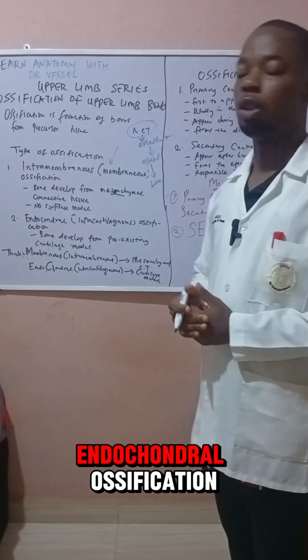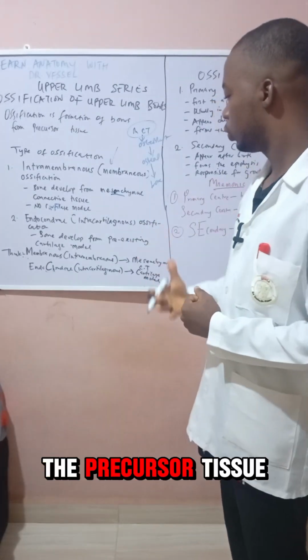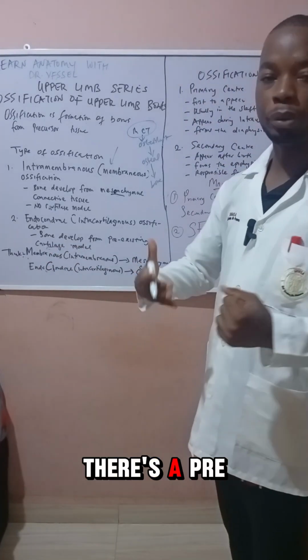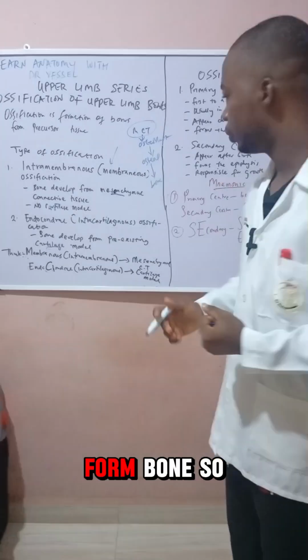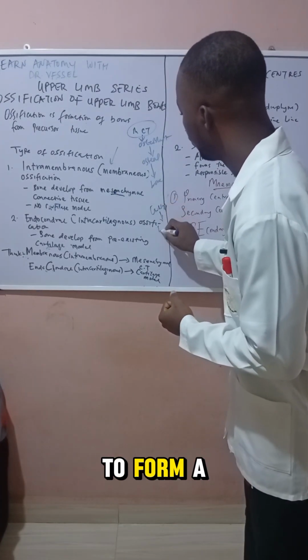For endochondral ossification or intracartilaginous ossification, the precursor tissue is cartilage because there's a cartilage model for this. There's a pre-existing cartilage model that helps to form bone. So from the cartilage, it moves directly to form a bone.